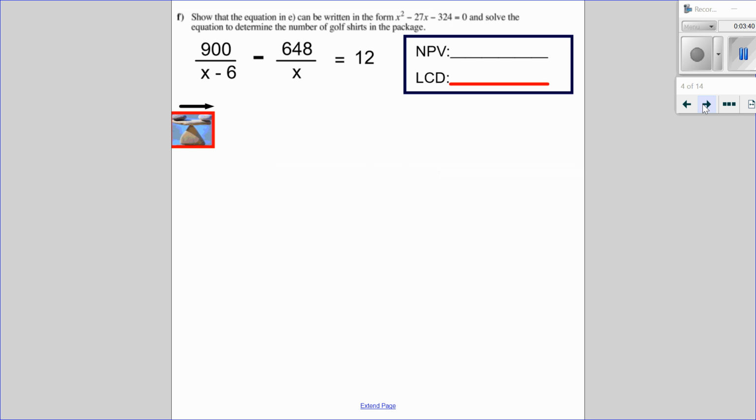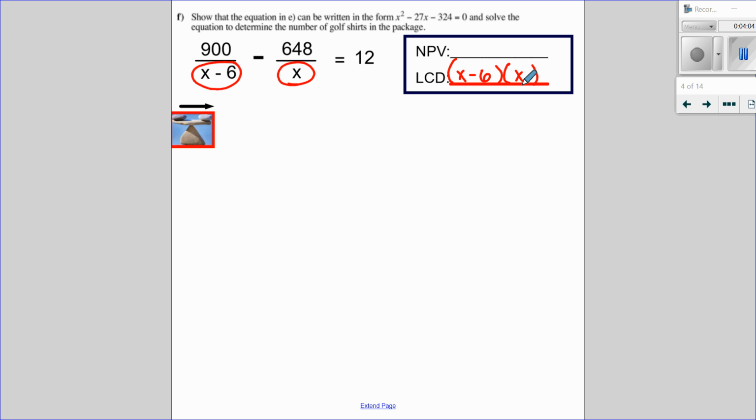So because there is not a fraction equal to a fraction, I cannot use crisscross. I have to use balance. So let's look at my lowest common denominator. What am I going to multiply every term by to get rid of the fraction? Well, to get rid of my X minus 6, I would have to multiply by an X minus 6. To get rid of my X, I would also have to multiply by X.